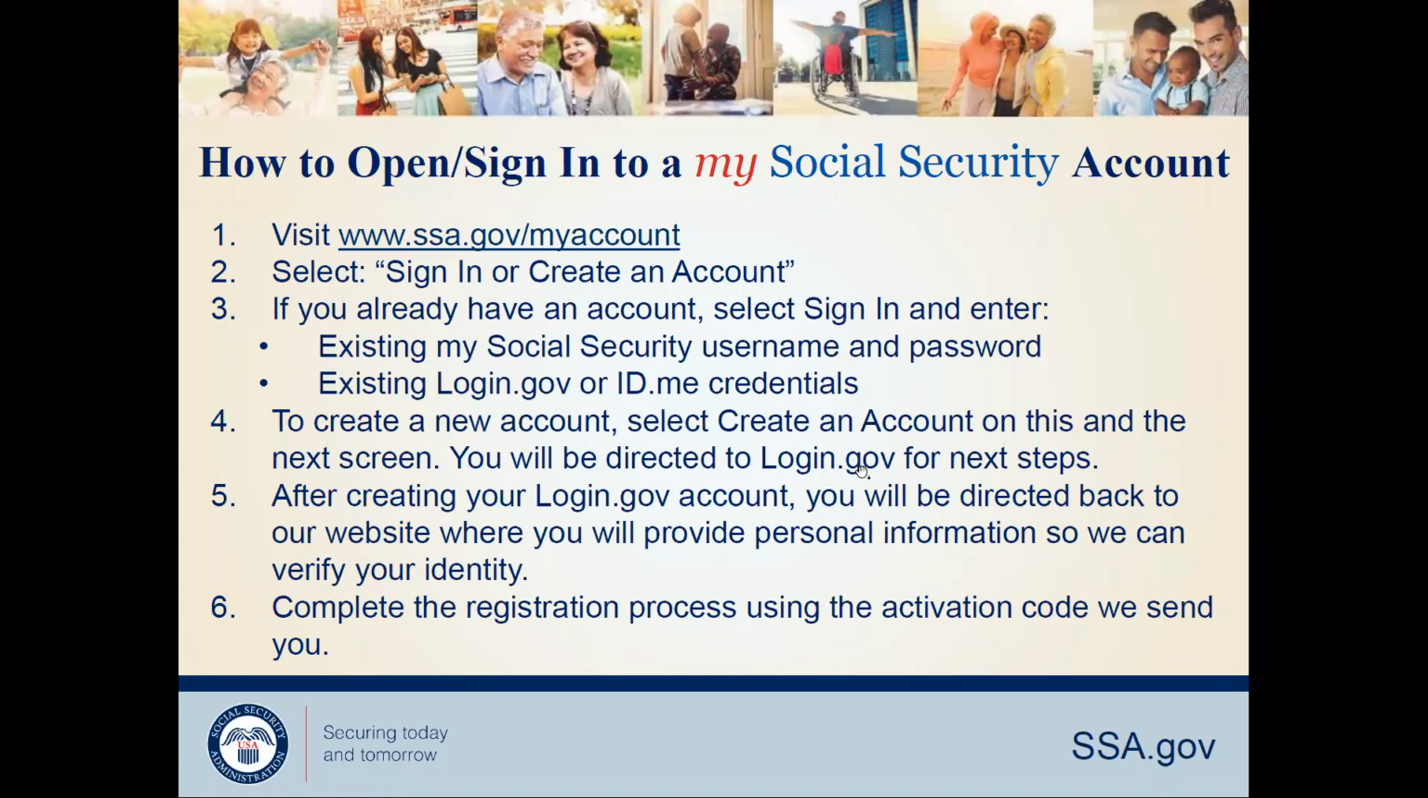Okay, how to sign in to a My Social Security account. To open a My Social Security account, you have to be at least 18 years of age, have a valid email address, a Social Security number, a phone number, and a United States mailing address. To open your account, go to ssa.gov/myaccount and select Sign In or Create an Account.